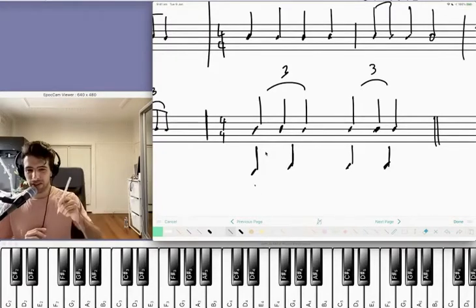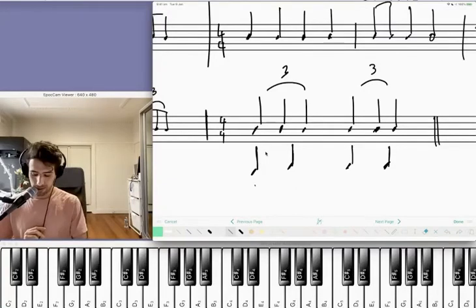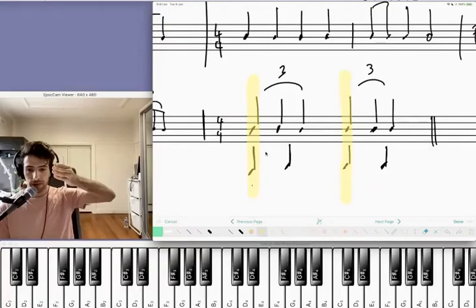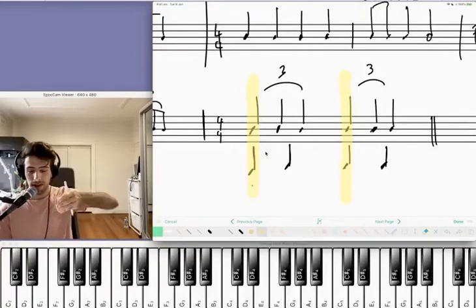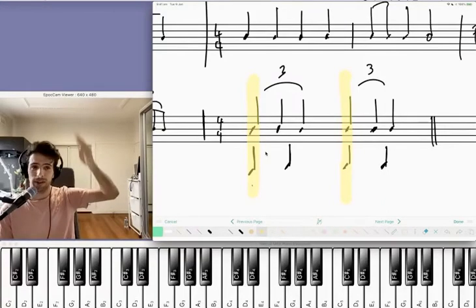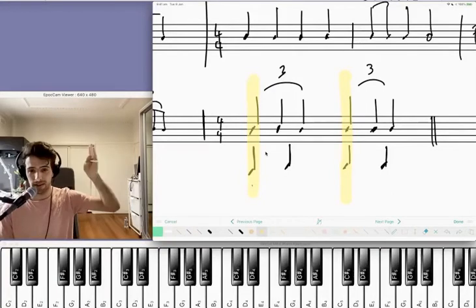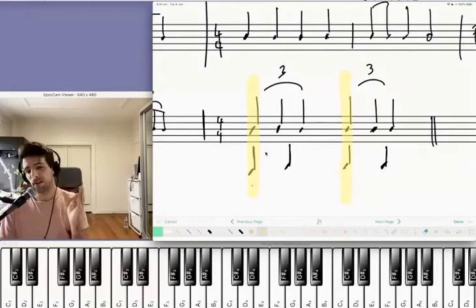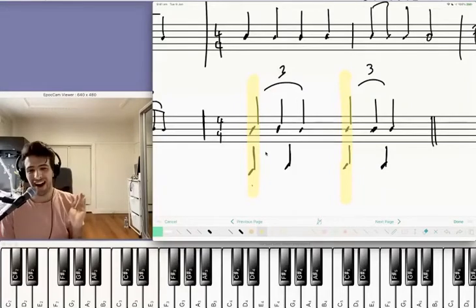Coming back to where the emphasis of the beat lies, the first group of the triplets occurs on beat one, and the first note of the second triplet occurs on beat three. So that we can be sure of. The second and the third occur slightly before and after the second beat.